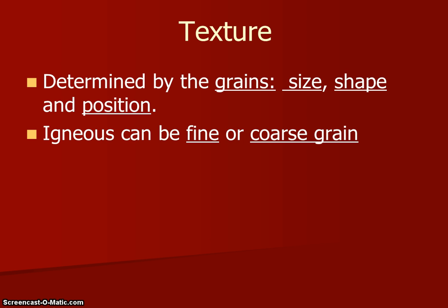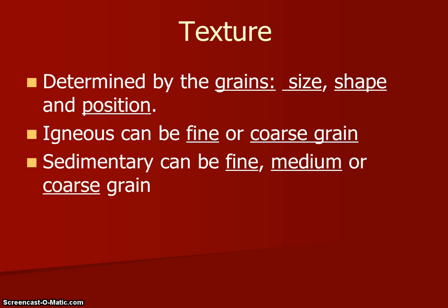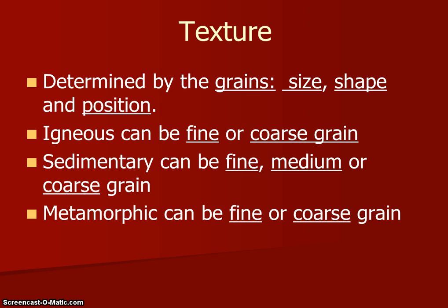Now, these are the terms that we use for classification and how we describe the grains. Igneous can be fine or coarse grain rock. Sedimentary can have fine, medium, or coarse grains in it. And metamorphic can be fine or coarse grain. So fine would mean that it's small. Sometimes it's small and you can see it. Sometimes it's so small you can't see it. You would need a microscope to see the individual grains of the rock.